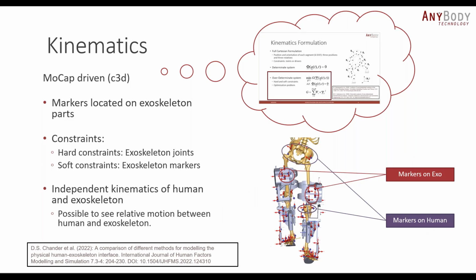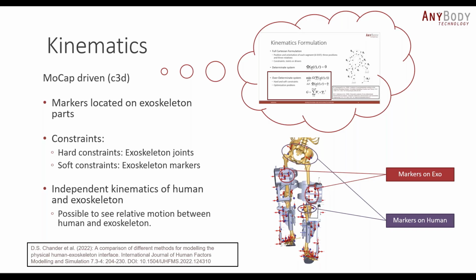Then the next step would be mocap driven. In this case, I'll talk about C3D based systems. When it's mocap driven, that means I already have a physical prototype of the exoskeleton, or it could be a commercial exoskeleton that I want to investigate. You can take this exoskeleton into the lab, have a subject wearing it, and then locate markers on the exoskeleton as well as the human, and you work in the overdeterminate system, just as you would work with the human model.